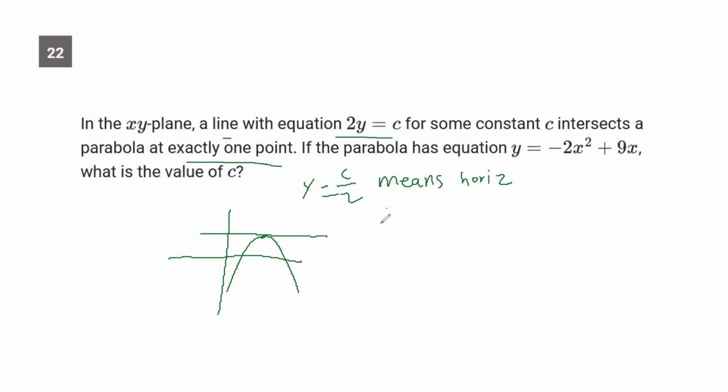Okay, so we have y equals, we have to find again the vertex, right? So which is negative b over 2a. You see the SATs repeat themselves. There's a lot of different ways to show the same type of material. So negative b over 2a. Here it's going to be negative 9 over 2 times negative 2. And you're going to get 9 over 4.